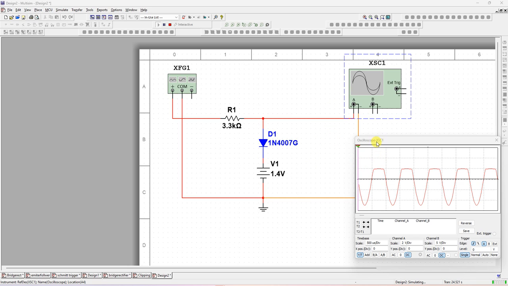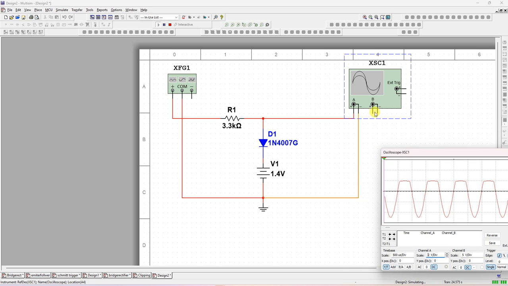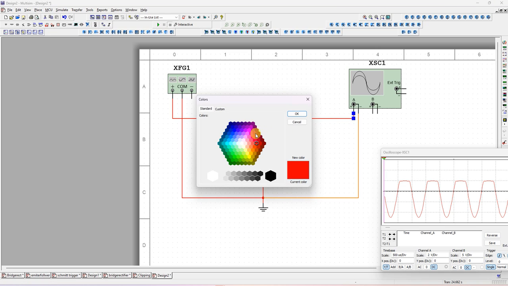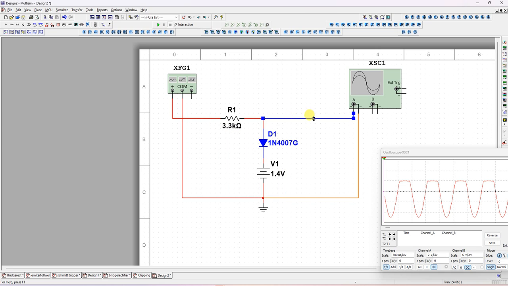I will show the input also because two channels are there. In this channel, let me see the input waveform. So let me color also. Click on this, go to select color segment. I am giving green color for the output, and I'm using the second channel also. I am going to connect to see the input also.